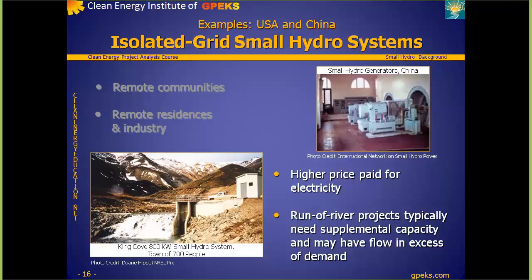The top photo shows generators inside a powerhouse in China. China has 45,000 small hydro facilities with a combined capacity of 19,000 megawatts. The bottom photo shows the small hydro plant of the remote community of King Cove, Alaska. The 800 kilowatt facility supplies the town of 700 with electricity.